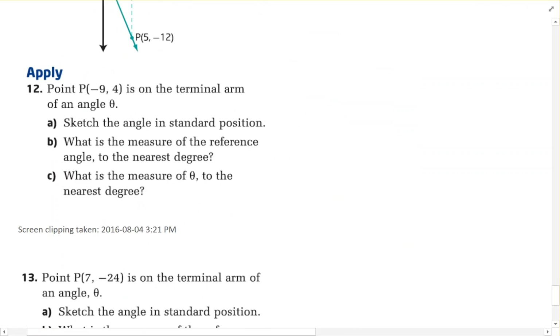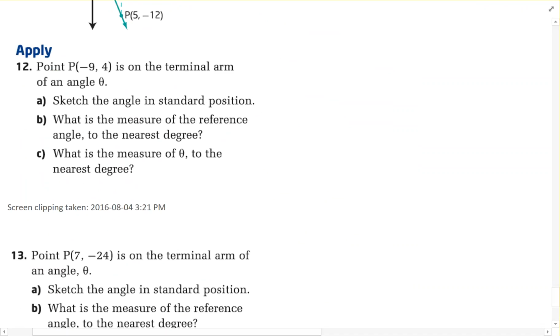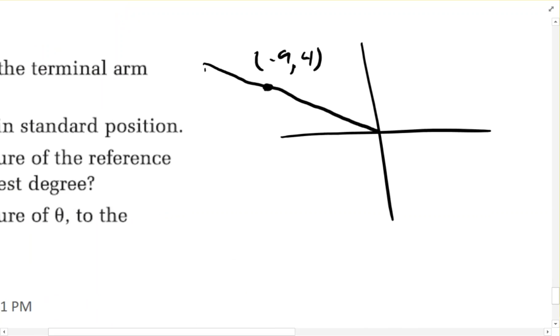Okay, point -9, 4 is on the terminal arm of an angle theta. Sketch it. Okay, so this is a pretty common question too. There will be one just like this on your test. So let's do it. I'm going to start out with the Cartesian plane. I'm going to go -9, so 9 to the left, up around 4, so anywhere out there. I've got that. Let's go -9, 4. Let's make a little triangle here.